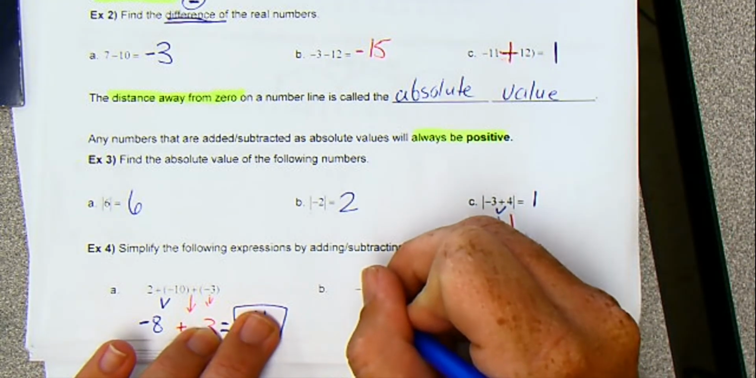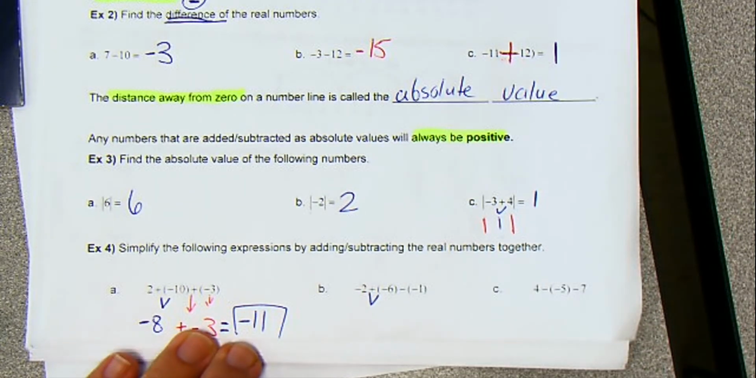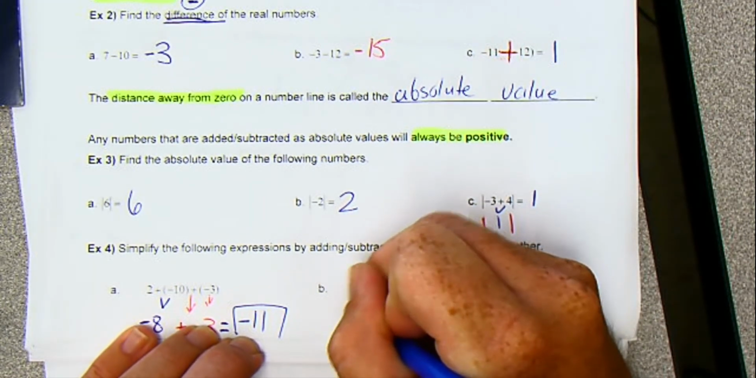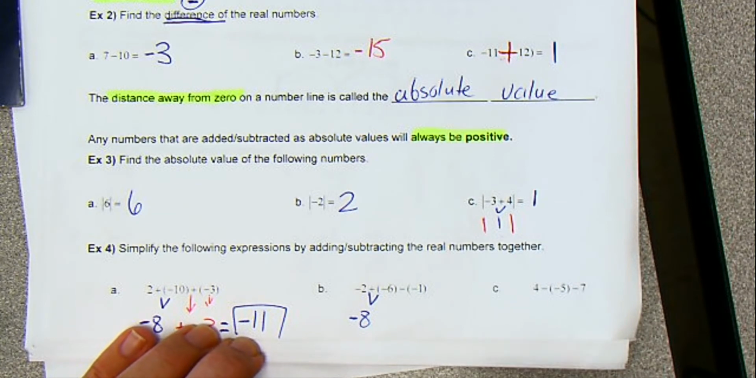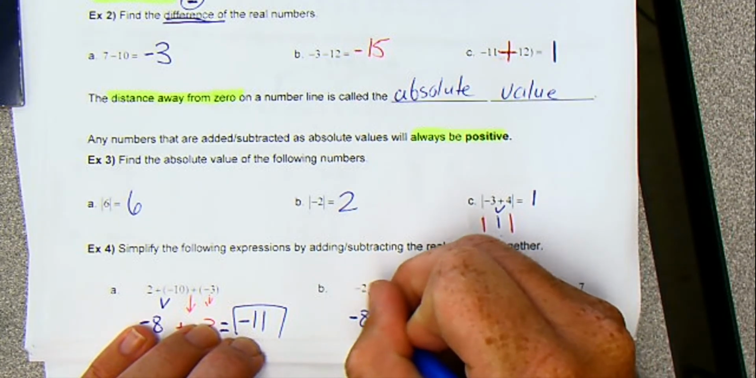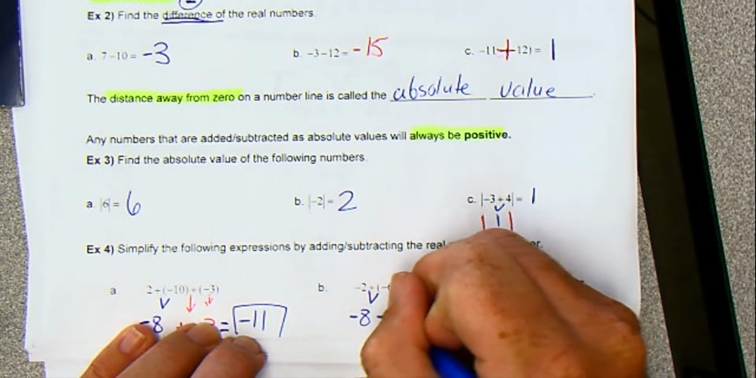Our answer is going to be negative. -2 plus a -6 is a -8. If we were to put that in a calculator, you see that's a -8. I'm going to bring down my minus sign, bring down my parentheses with my -1.